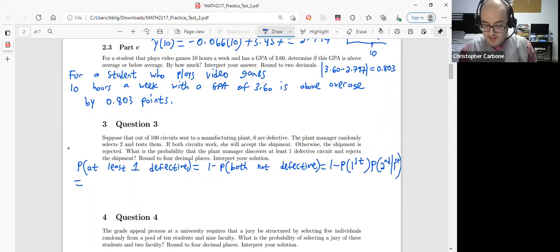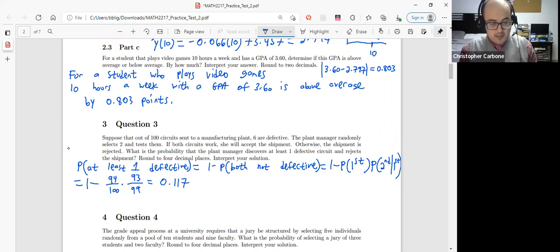So what does that mean? This means 1 minus, for the probability of the first being not defective, that'll be 94 out of 100, times the probability of the second is not defective, given that the first is not defective, is going to be 93 over 99. Toss that into a calculator, rounded to 4 decimal places. This becomes 0.117.